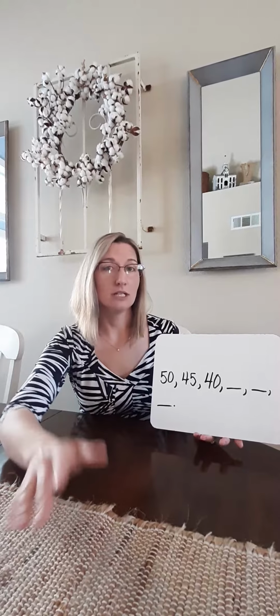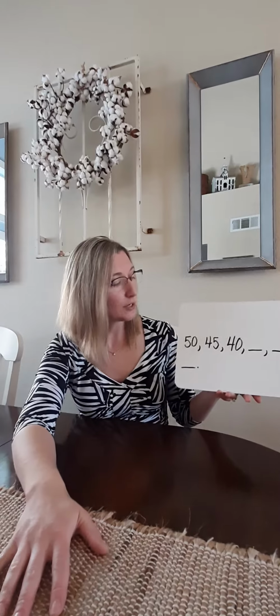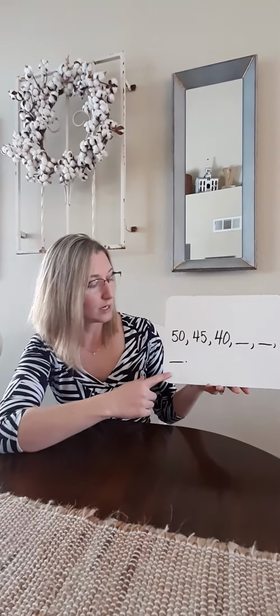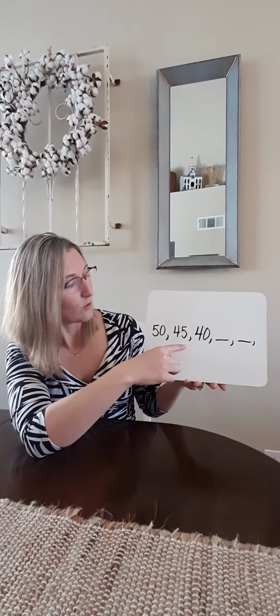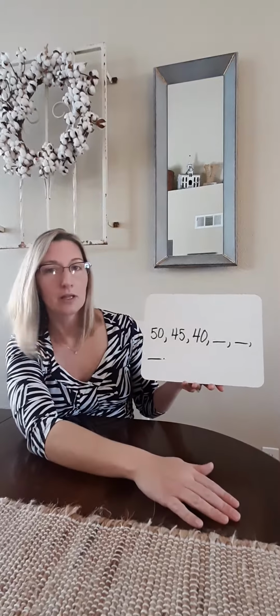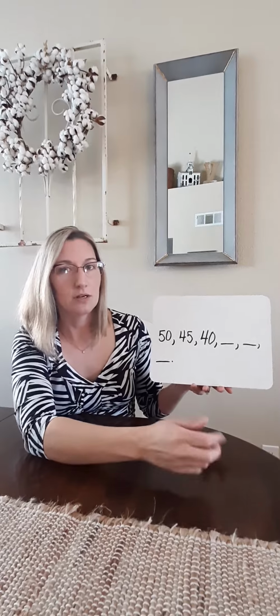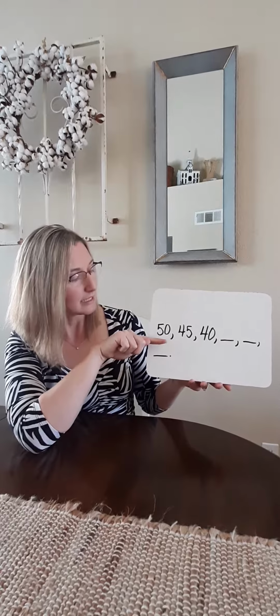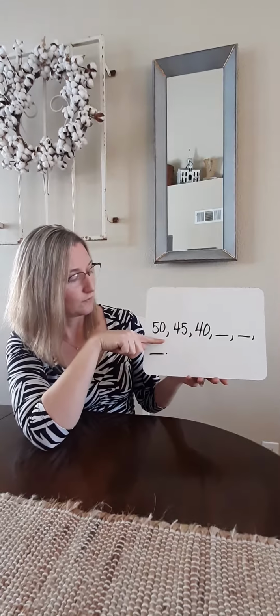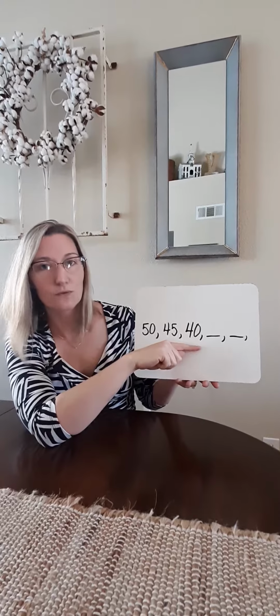After we're finished counting by these different types of numbers, we look at a number pattern like the one I'm holding here. Our pattern today is 50, 45, 40. The first thing we think about is whether the numbers are counting up or down. In this case, the numbers are counting down. 50. The smaller number is 45. The smaller number is 40.